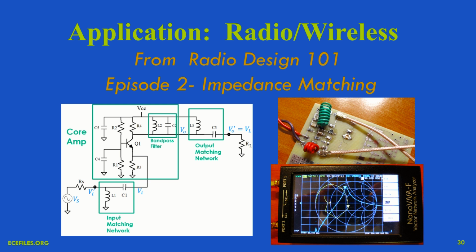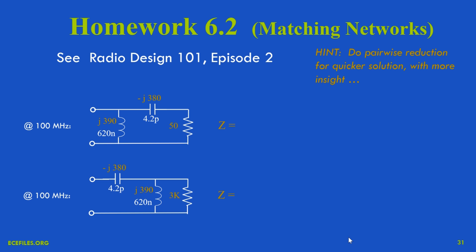Here's another circuit. This is from Impedance Matching in the Radio Design 101 series, episode 2. The homework problems deal with this output matching network, and they're shown here. So again, do pairwise reductions on this thing. So I would find the impedance of this in series with 50 ohms, negative j380 plus 50, and then put that in parallel with this and see what you get. And then likewise this one, see what you get. Put these two in parallel and then add that to this and then find the net result, the impedance. What is it?